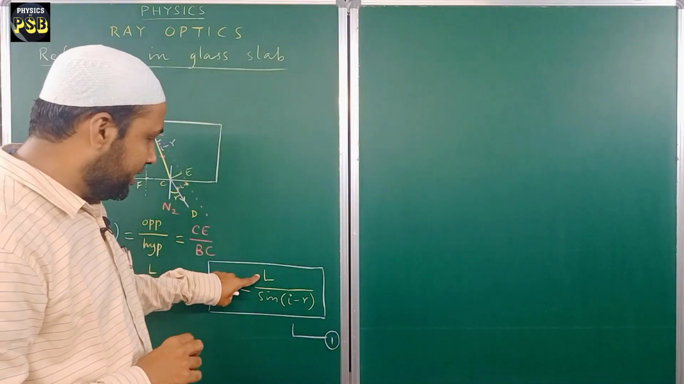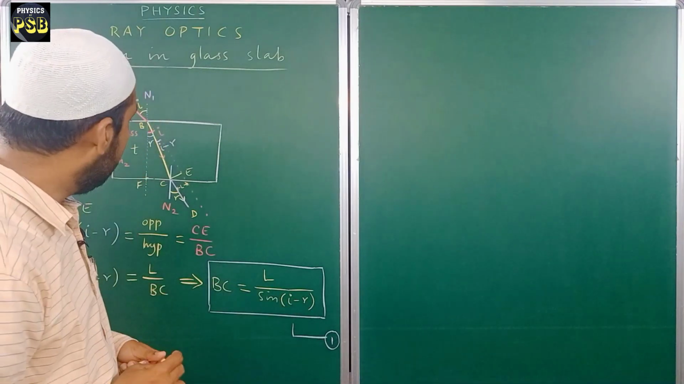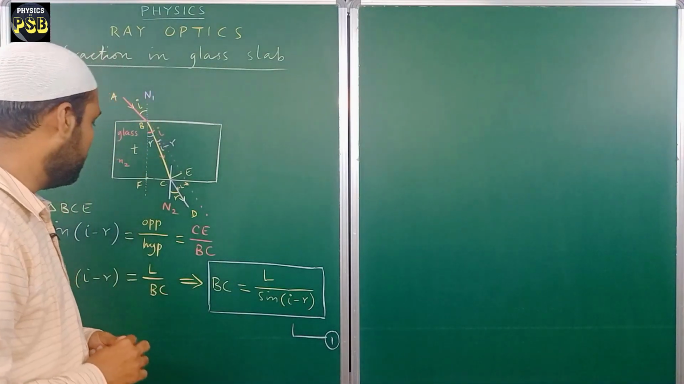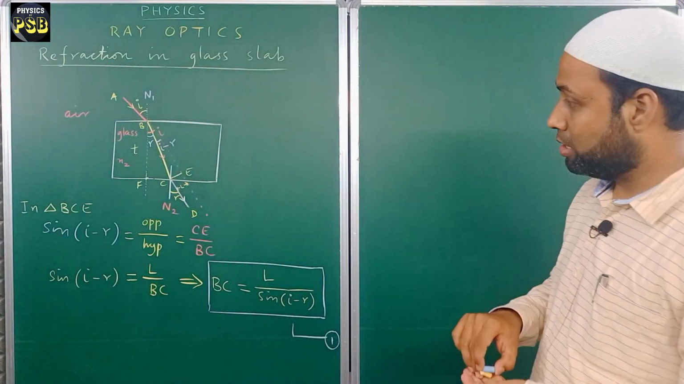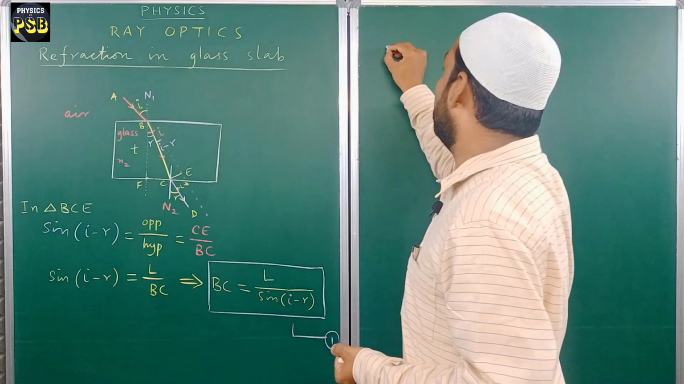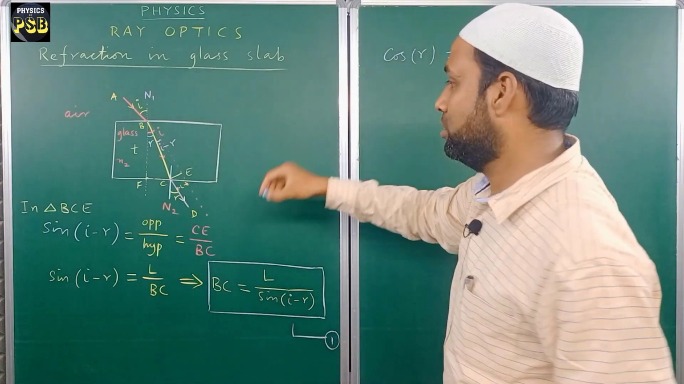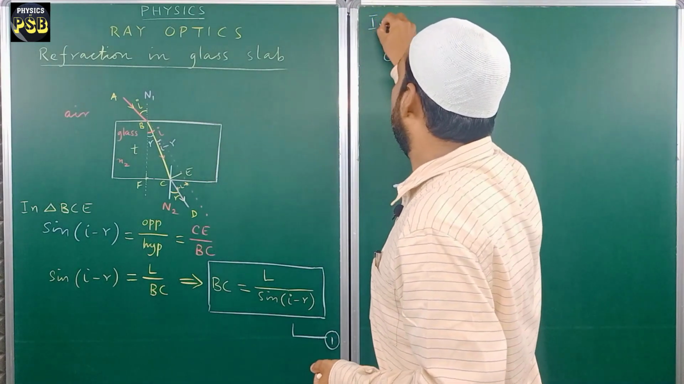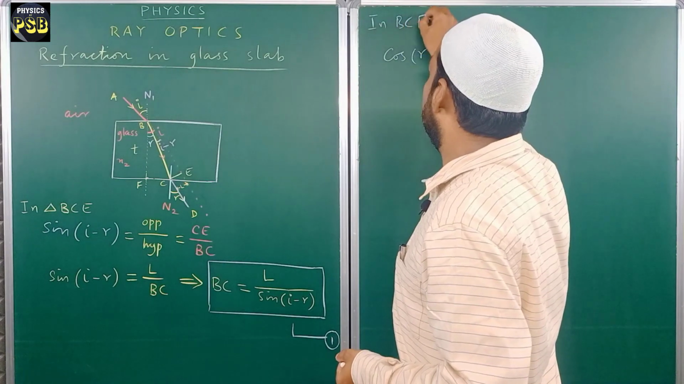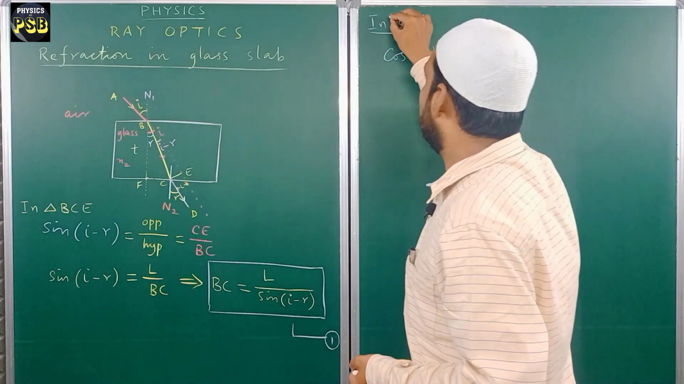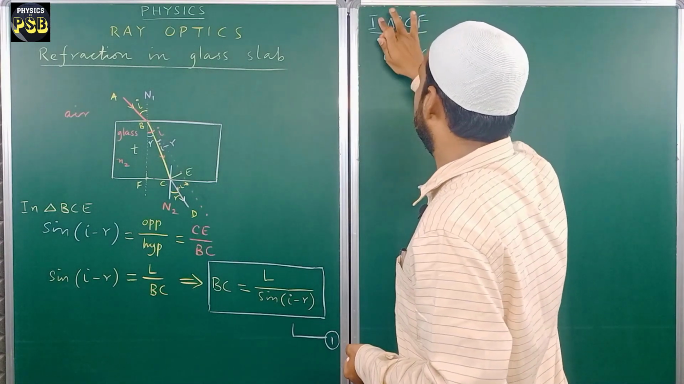Here L is the lateral displacement, I is the angle of incidence, and R is the angle of refraction. Got it? Now I am going to get the cos of R. For that I will choose a right angle triangle BCF.